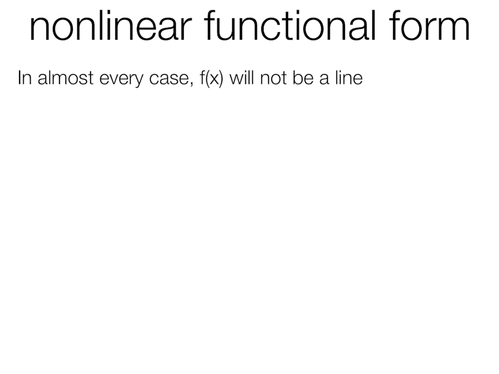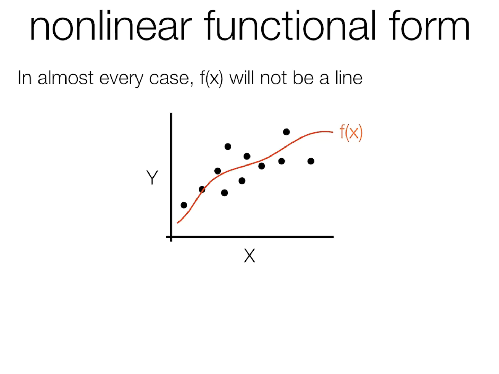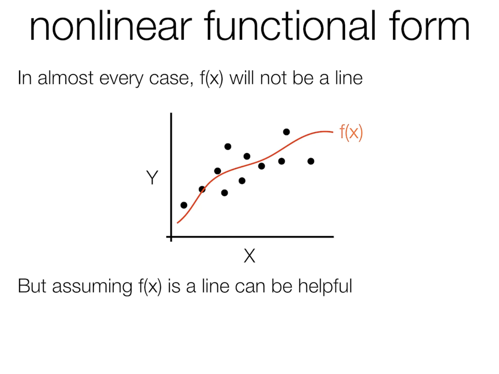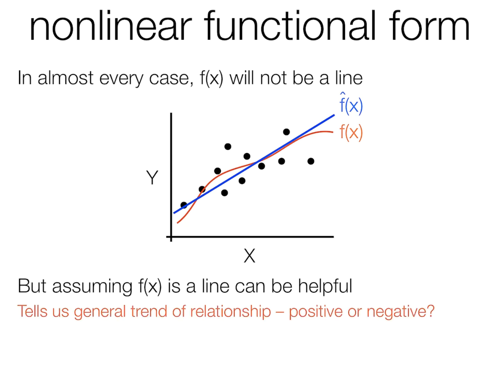Nonlinear functional form. In almost every case, f of x will not actually be a line, and that was the example that we began with, where f of x here is this kind of wiggly curve. Obviously, it's not a line. Nevertheless, assuming that f of x is a line can be a helpful thing to do. This goes back to our quote from Box. Here would be an example of a best fit line, and f hat of x is still telling us the general trend of the relationship, that it's positive, and it can tell us aspects of the error as well.